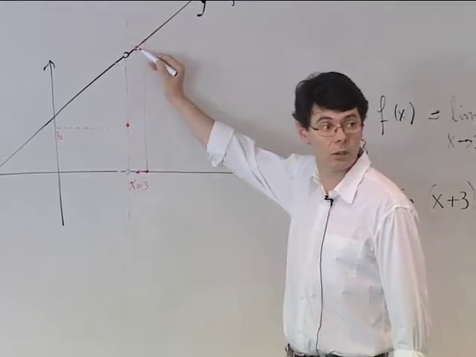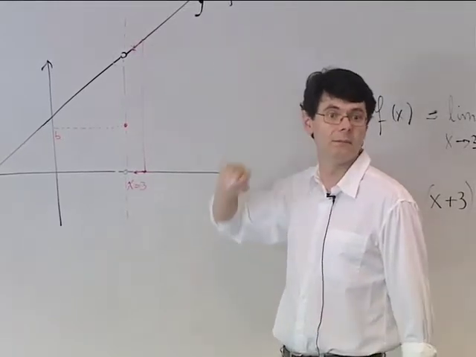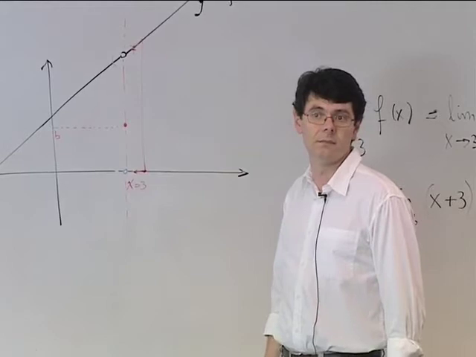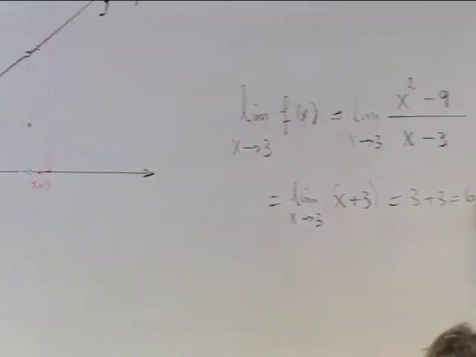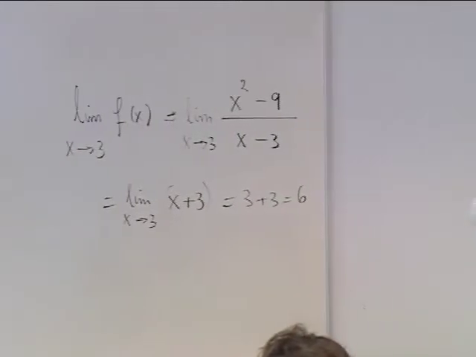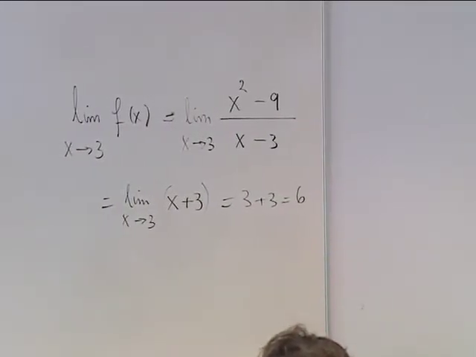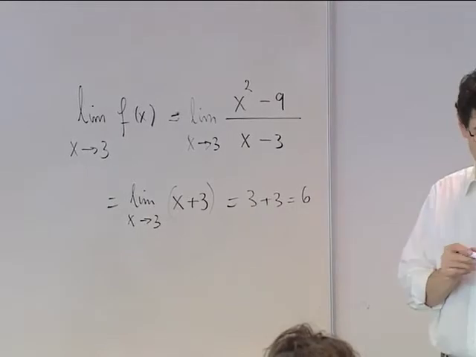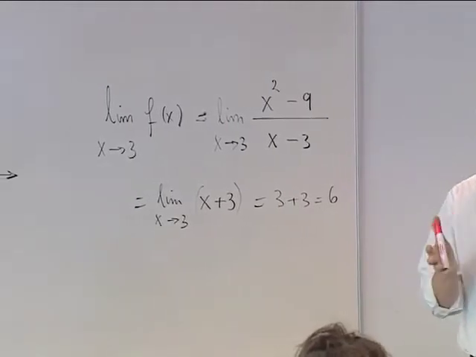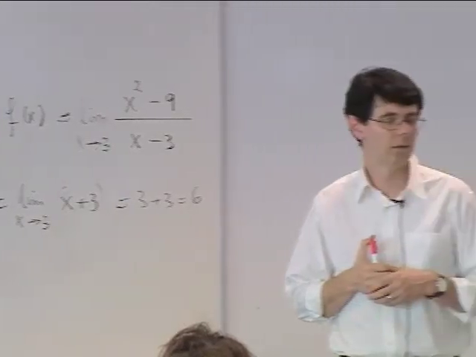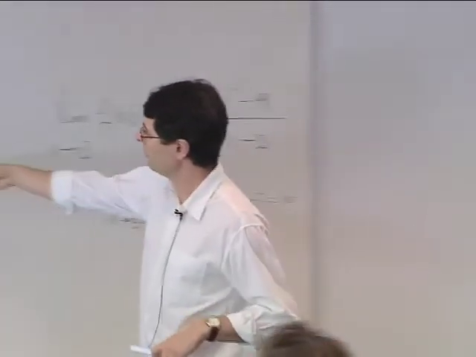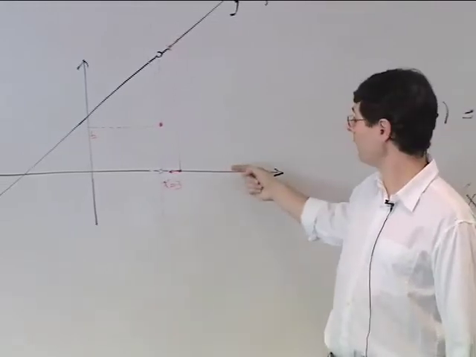I want to get close to the gap. And this computation here, what it really is saying is that the gap is located at height 6. All right? That's what it is. And I did the limit from the left, I beg your pardon, from the right side.